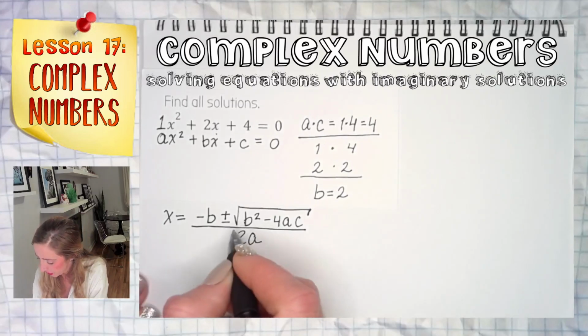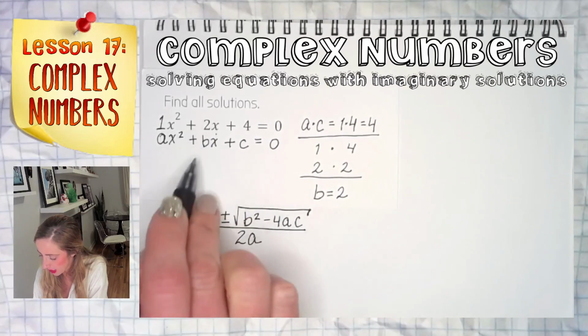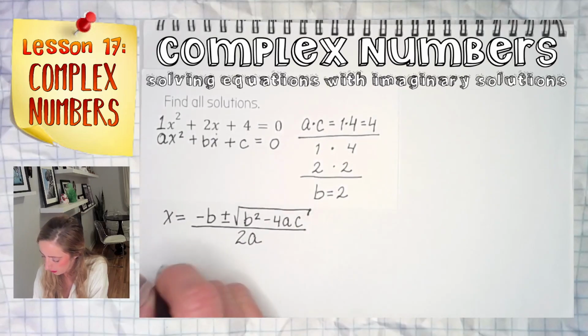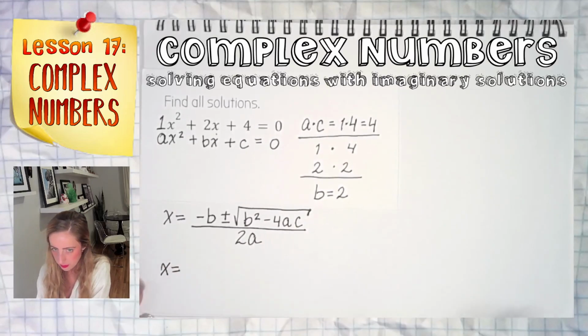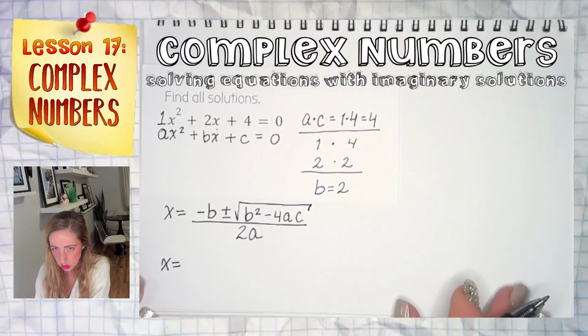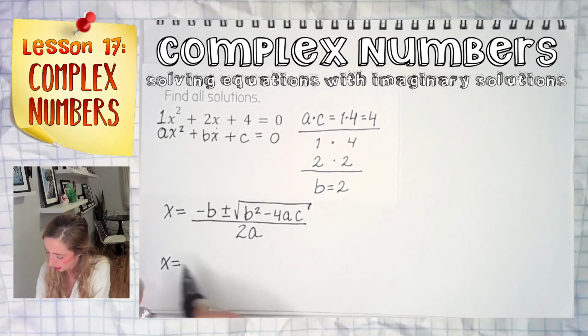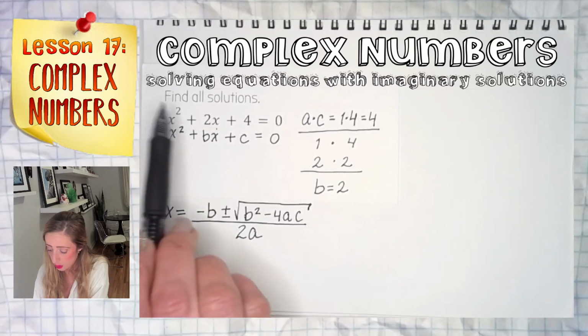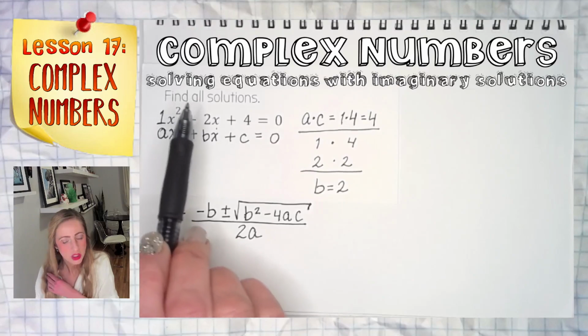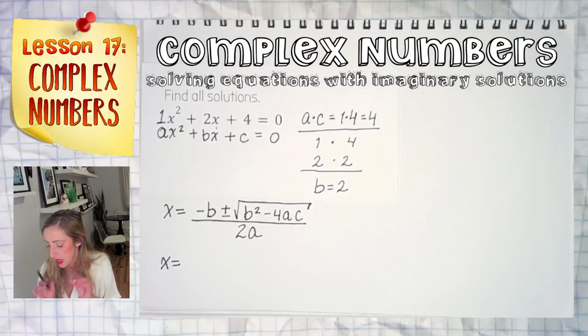So let's fill everyone in. A is 1, B is 2, and C is 4. X equals. Now, do I have enough room down here? I think so. I could scooch up a smidge, and let's go from there. X is equal, actually, before I continue, the directions in this situation say find all solutions.